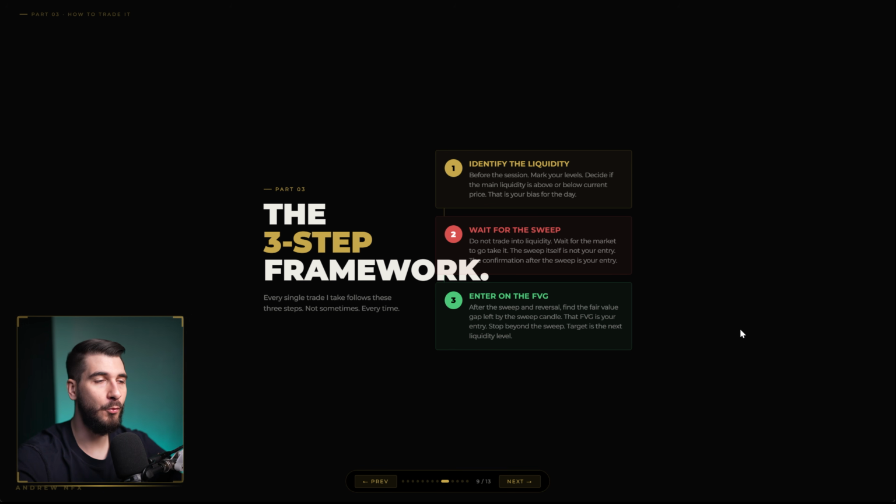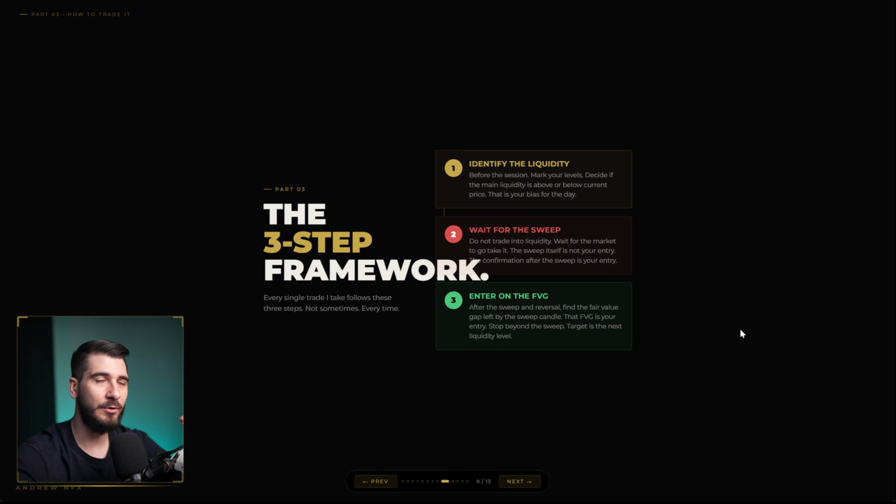Step number 2, wait for the sweep. I do not trade into liquidity. I trade after it has been taken. So if there is liquidity above price, I wait for the market to push up, take those highs, trigger those stops, and then I look for the reversal. The sweep itself is not my entry. The confirmation after the sweep is my entry.